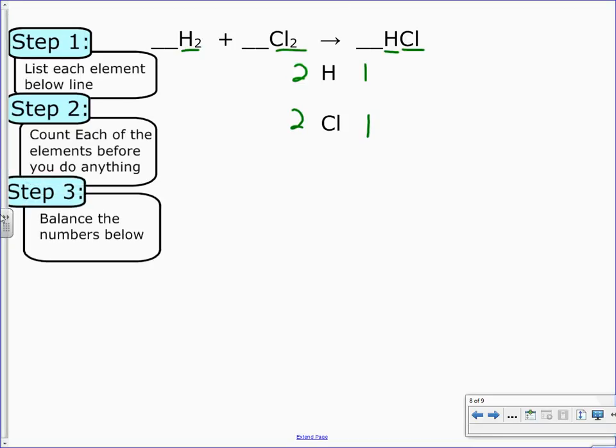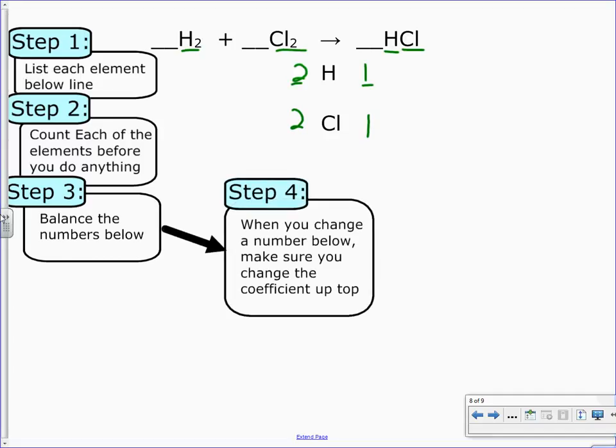And what I mean by that is you have 1 here and 2 here. We want to balance that. And the way that you balance it is by adding in the coefficients up top. So when you change a number below, make sure you change the coefficient up top. I'd even recommend doing the coefficient first. We want to turn a 1 into a 2, so we add a 2 here.